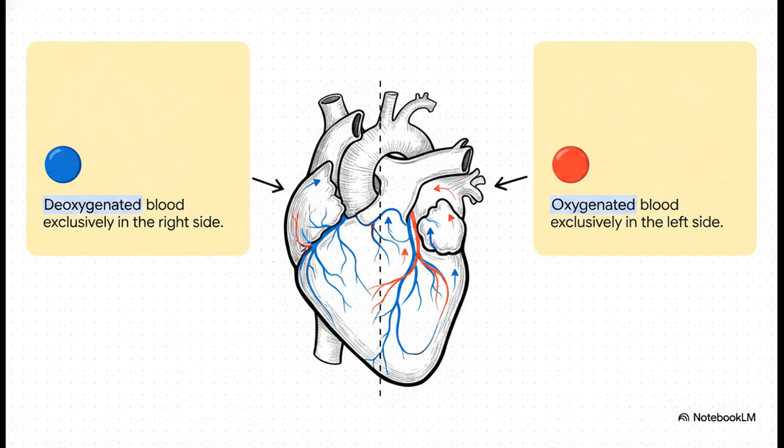Now, to maintain that strict separation we just talked about, you've got to remember this golden rule for your labels. The right side only handles deoxygenated or impure blood, while the left side is dedicated entirely to oxygenated blood. This left-to-right division is basically the heart's way of ensuring that the deoxygenated blood returning from your body never, ever mixes with the fresh, highly oxygenated blood coming from your lungs. It's just a really elegant solution to our high-energy needs. And hey, here's a pro tip for your exam. If you're allowed to use colored pens, always draw the right side arrows in blue for deoxygenated blood and the left side arrows in red for oxygenated. It makes it super clear.